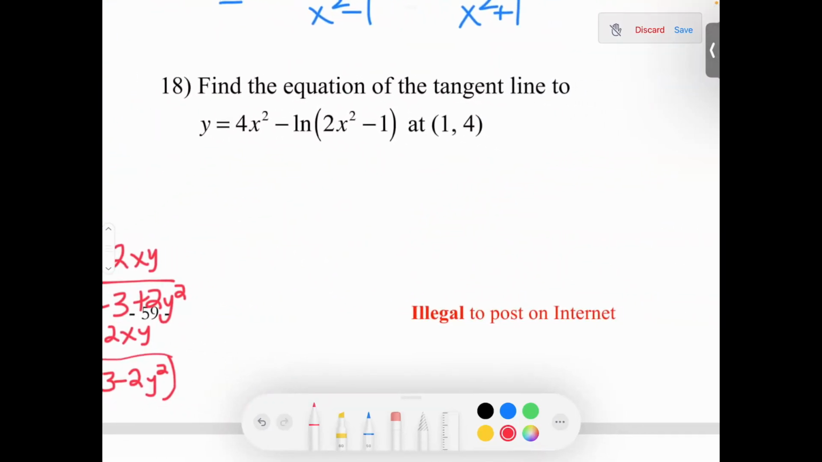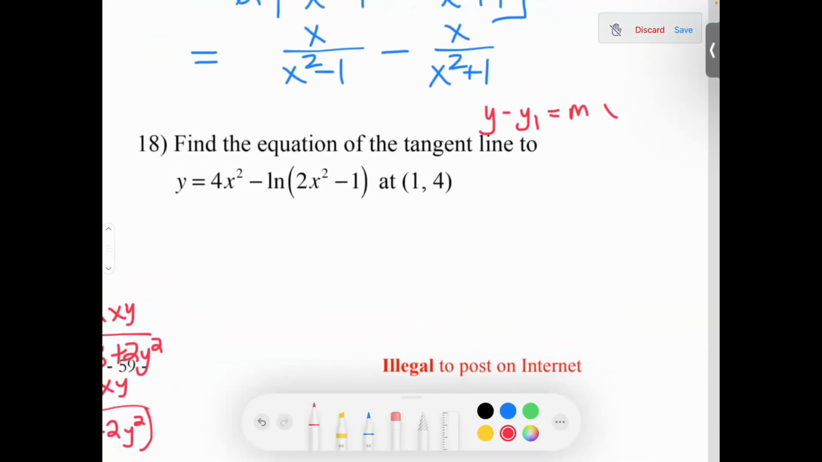All right, sometimes we are asked to find the equation of a tangent line. Remember, equation of tangent line, y minus y1 equals the slope times x minus x1. So a couple things we need. We need x1 and y1. We already have that. So in this case, we need the slope of the tangent line. And we're going to find that by finding f prime of 1.